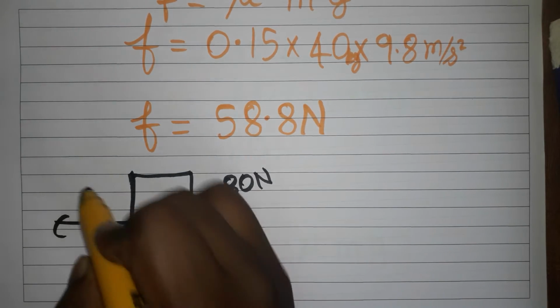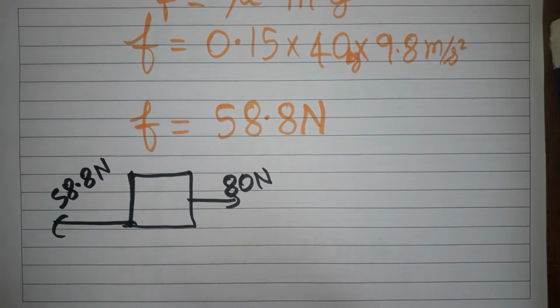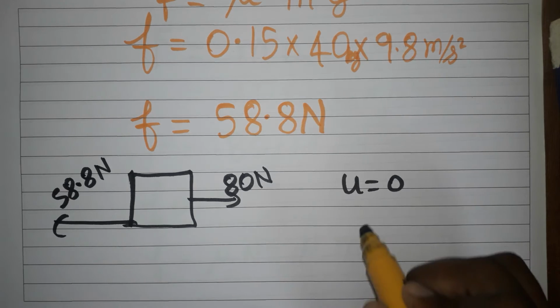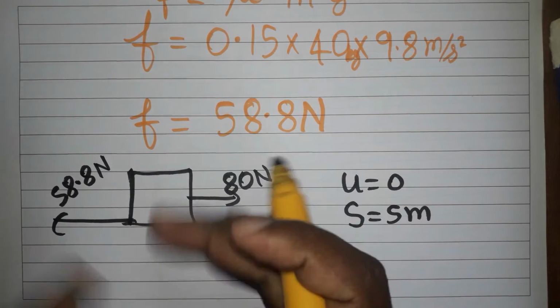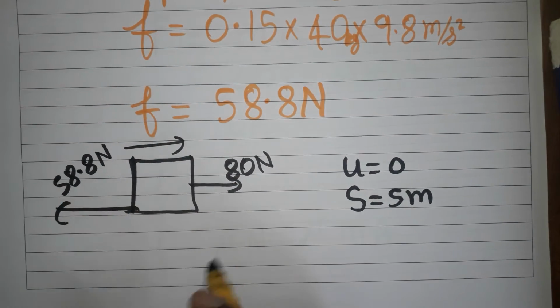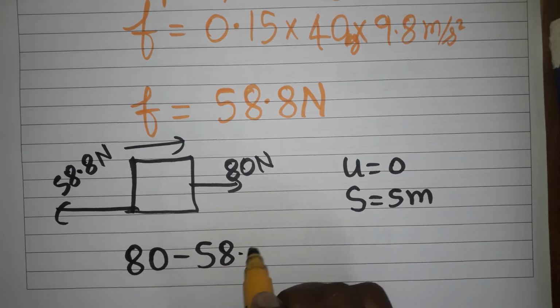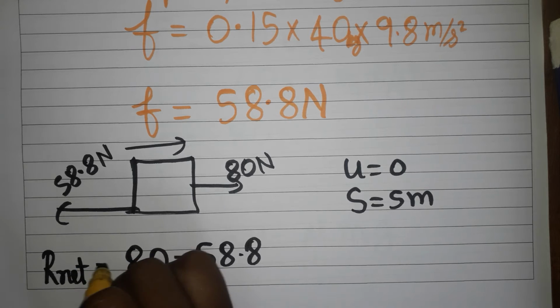On this side I got a friction force of 58.8 Newton. Initially the block is at rest. The displacement of the block is 5 meters, which is given. Now what will be the resultant force acting? 80 minus 58.8 Newton. That's going to be the resultant net force acting on the block.